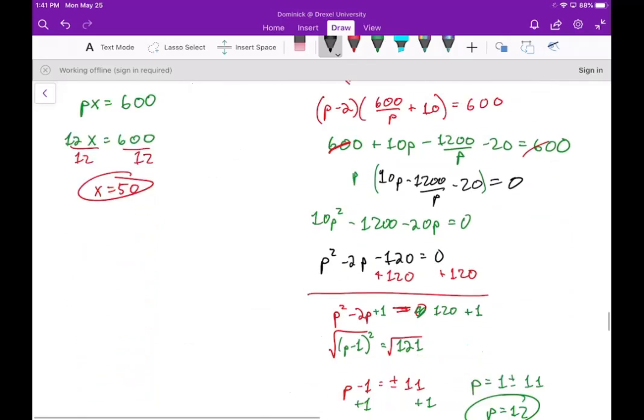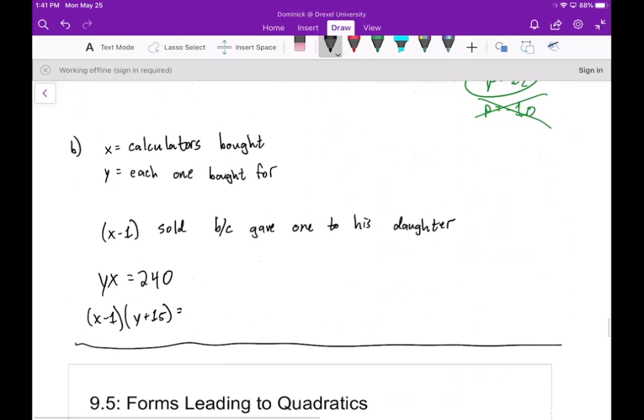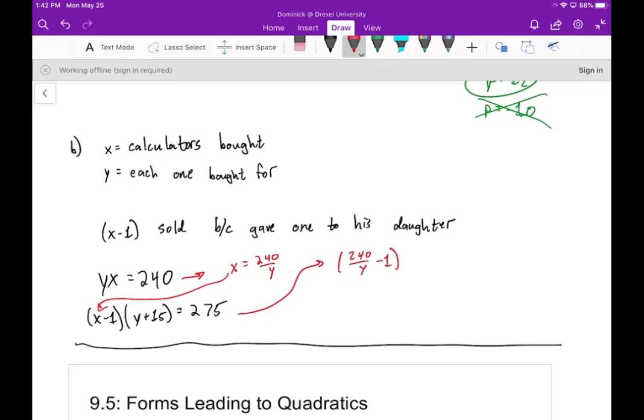So that gave him $240 plus 35, so that gave him $275. Right? Because we need to still have a $35 profit, so that would be $275 minus $240. All right, well now similarly in the last one, we can solve this one for X. We get that X is 240 over Y. So now if we plug that in, we get that 240 over Y minus 1 times Y plus 15 is 275.